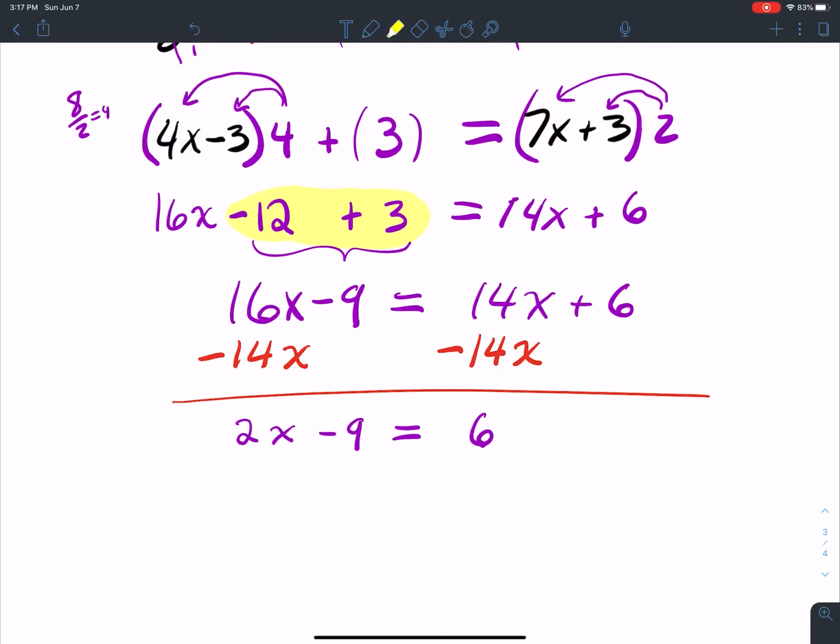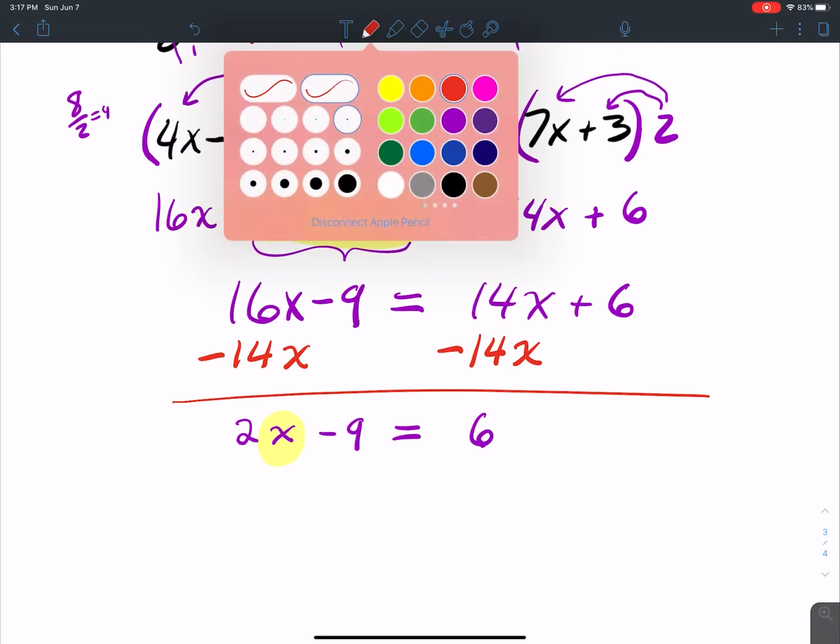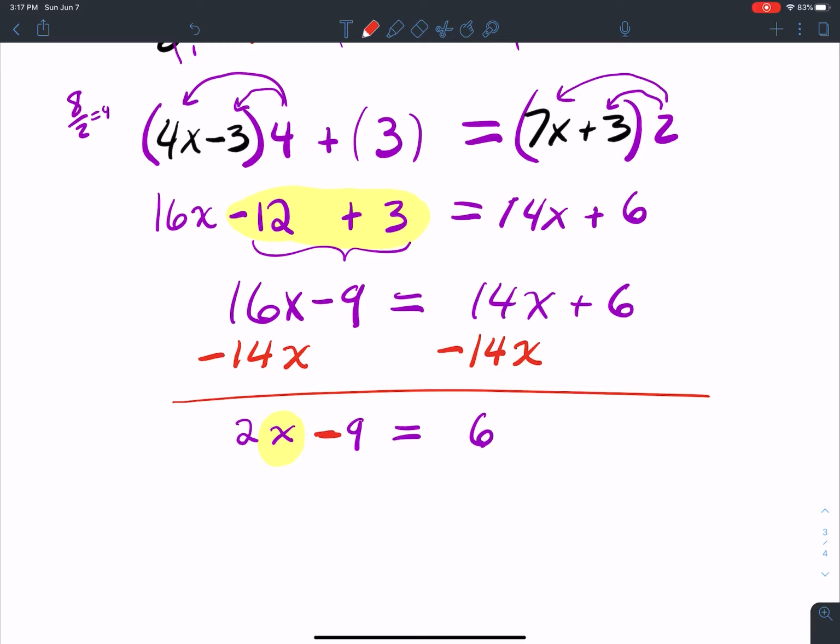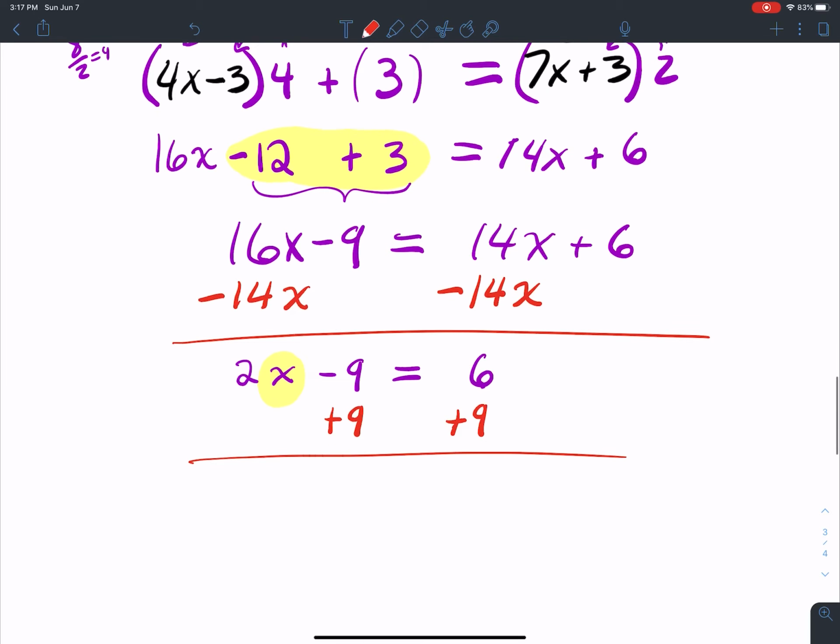So now we're working our way. We're trying to get x by itself, okay? So I think about what is the opposite operation of subtraction? It's addition. So I'm going to add 9 to eliminate it on both sides. When I add 9 to both sides, what do I get?